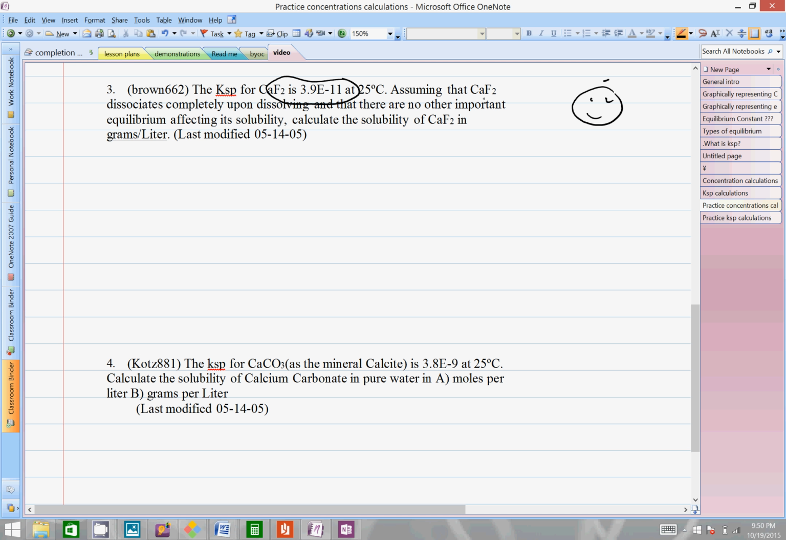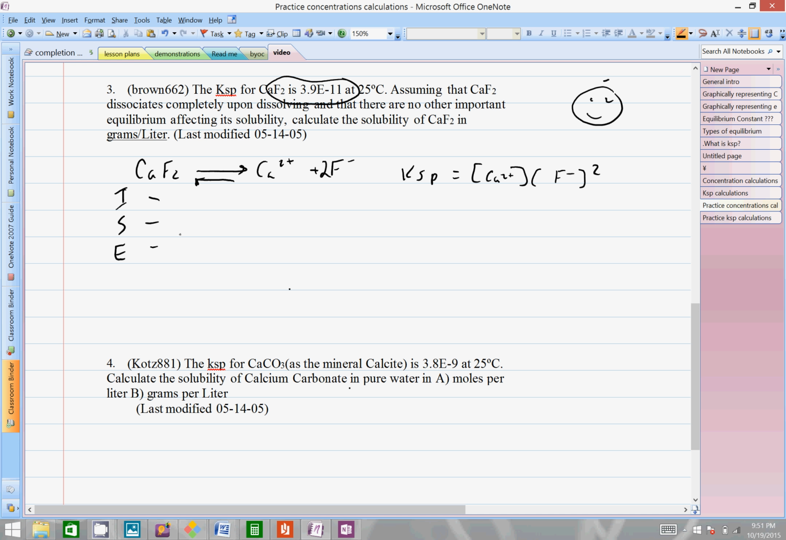Okay, so again, the first thing I do is write out my formula. Calcium fluoride goes to calcium 2+ and F minus, and there's two of them. I write my expression out: Ksp equals the concentration of my calcium 2+ ion times the concentration of my fluoride ion, squared. Initial, stoichiometric ratio, end or equilibrium. The solid will not play a role.